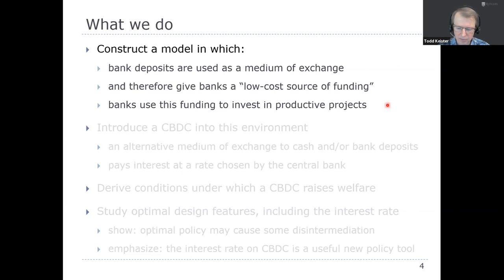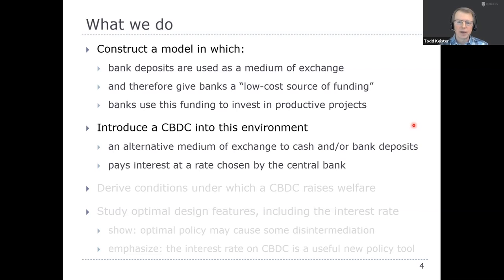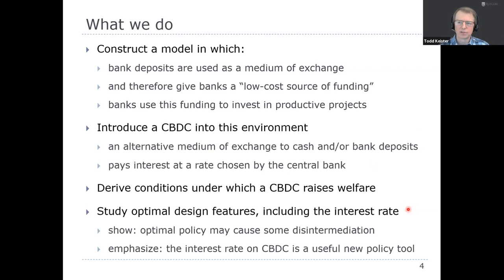Okay, and so then we're going to take that model. We're going to introduce a central bank digital currency, which is going to correspond to an alternative medium of exchange, which can potentially compete with cash and/or bank deposits. And it can pay interest at a rate chosen by the central bank. Okay, and then in the context of the model, we just want to derive conditions under which the CBDC does in fact raise welfare, and at the same time study the optimal design features, in particular, what types of transactions should the central bank encourage its use, and how should the central bank set the interest rate.